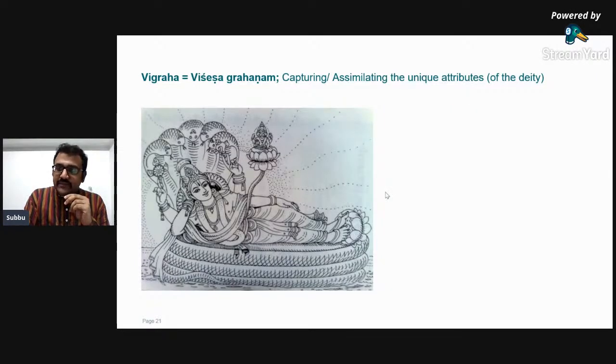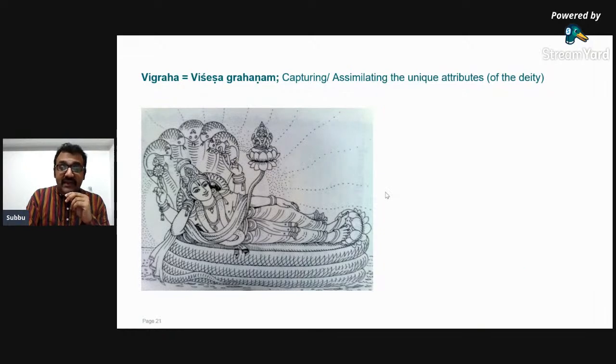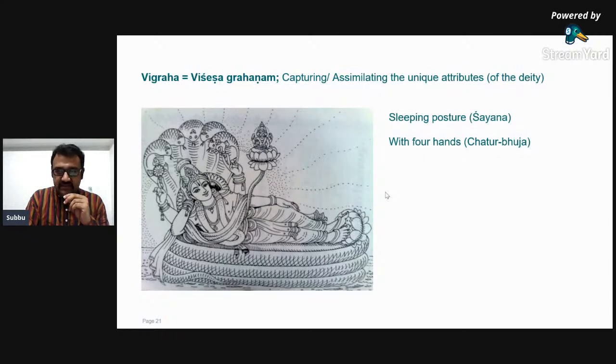So these are the different aspects of the Asina Vigrahams or the forms of the Lord where he's seated. There are many more. I have just taken up the few major ones. Now we come to the next form of the Lord. What does this form of the Lord indicate? Sleeping posture or the Shayana Vigraha with four hands, Chaturbhujam.